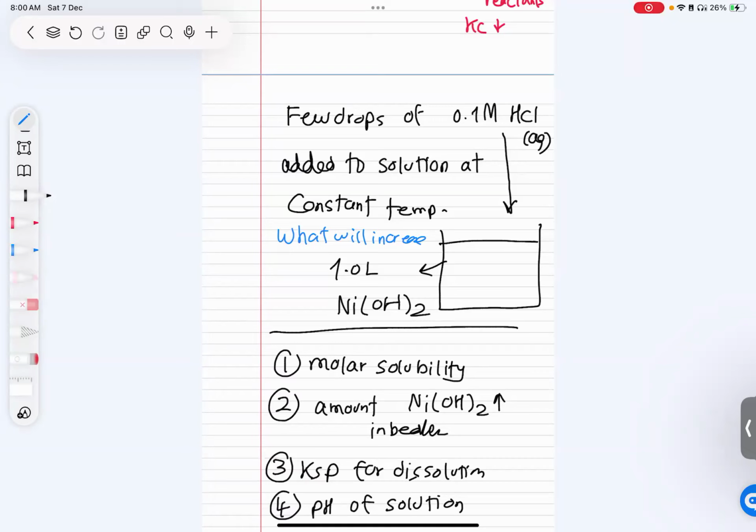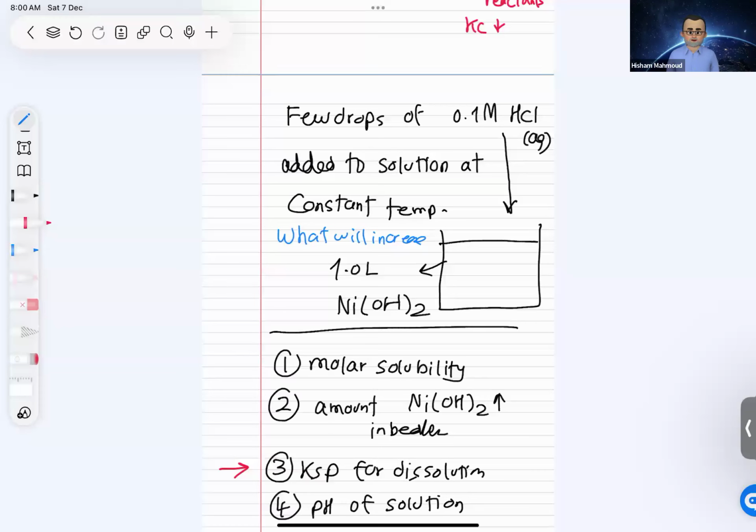Ksp. But why will the Ksp increase? It becomes more soluble. Okay, but why does it become more soluble? The HCl is very soluble. HCl has high solubility. Okay.